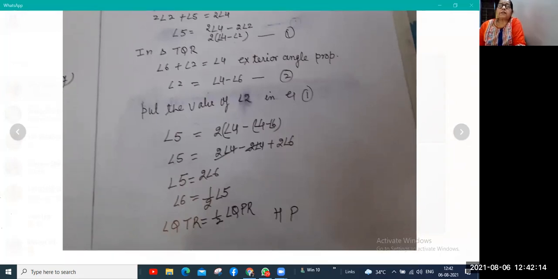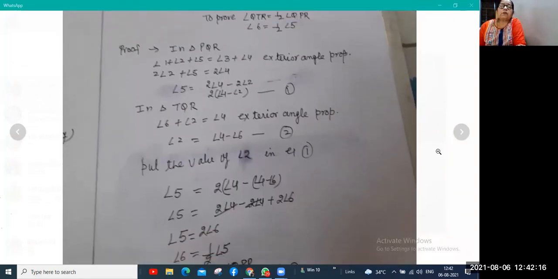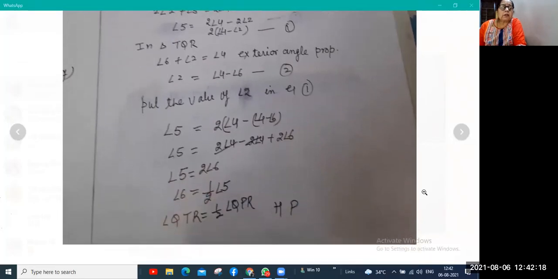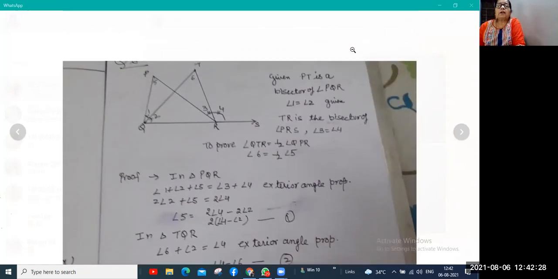And angle 6, the name we have taken at the top, is angle QTR, which will be equal to half of angle QPR. Is it clear? Half of angle P. Yes, ma'am. Understood? Have you understood?